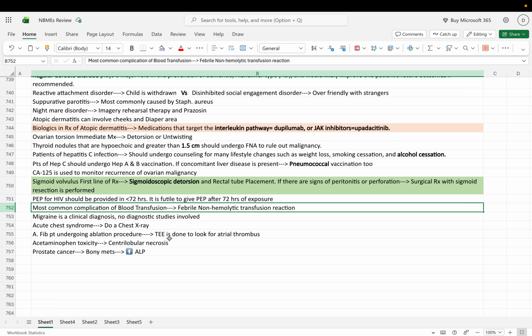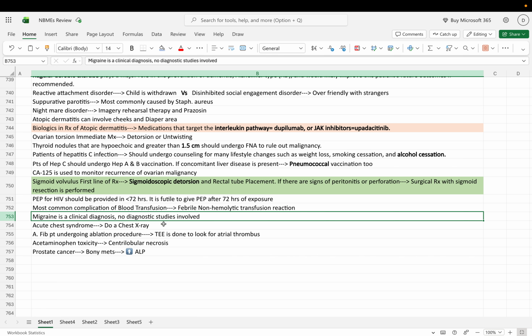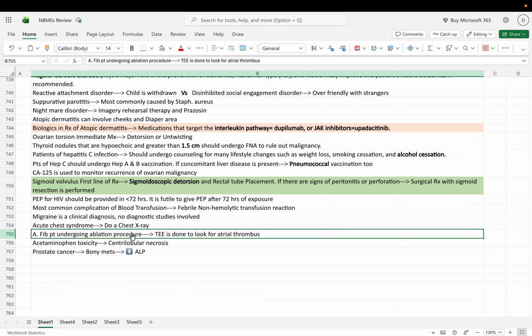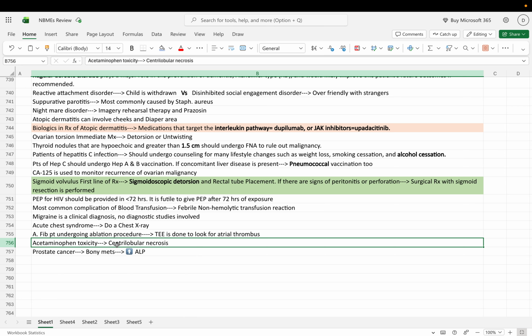Most common complication of blood transfusion is febrile non-hemolytic transfusion reaction. Migraine is a clinical diagnosis. No labs are involved. Acute chest syndrome: the diagnosis is by chest X-ray. AFib patient undergoing ablation procedure: do a transesophageal echo to look for atrial thrombus. Acetaminophen toxicity can cause centrilobular necrosis.